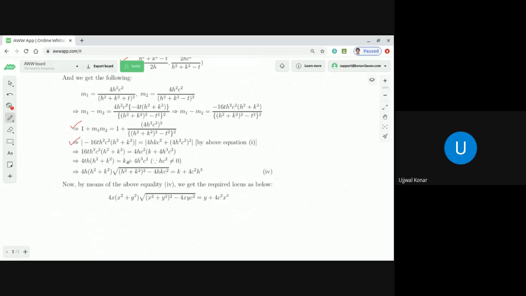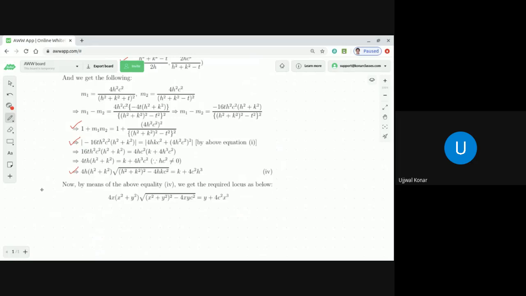We get h into c square common from both the sides, which is not equal to 0. Hence, we can cancel out. So if you see the equation 4, what you obtained is actually a presentable form to give the locus. That means it contains h and k, which will finally be replaced by x and y.